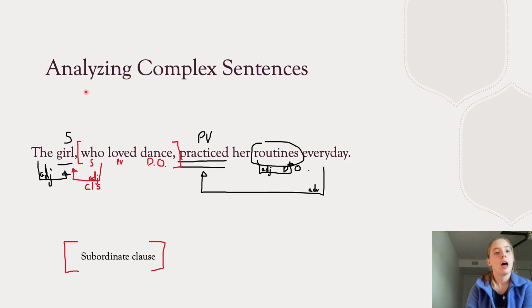Let's take a look. So the principal elements are the girl practiced. What did she practice? Routines. When did she practice them? Well, she practiced them every day.